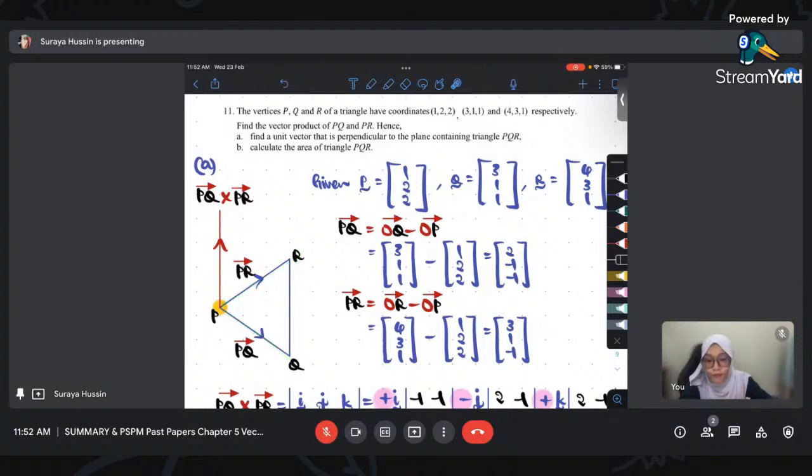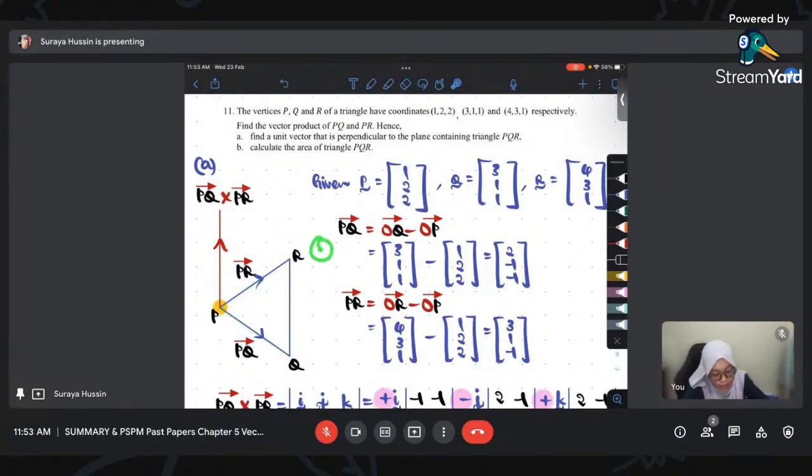Cumanya you mesti confused, miss. Should I write Q first? Or should I write R first? Or should I write P first. You might confuse. Tapi soalan ni dia baik. Dia baik sebab dia bagi tahu pada kita, kita boleh cari PQ. So PQ is over here and PR is over there.